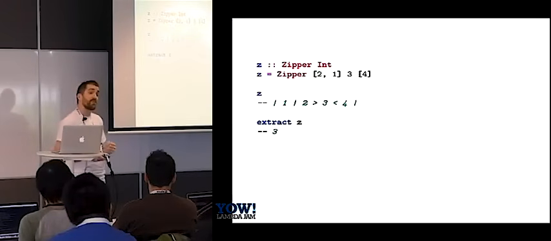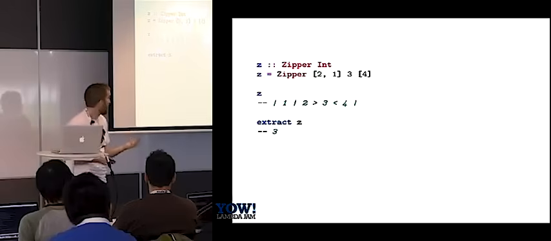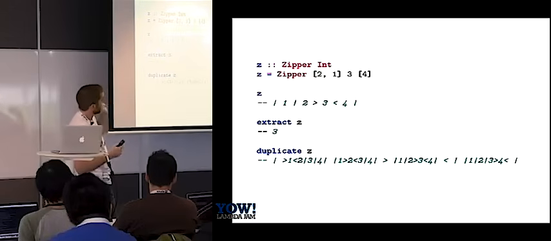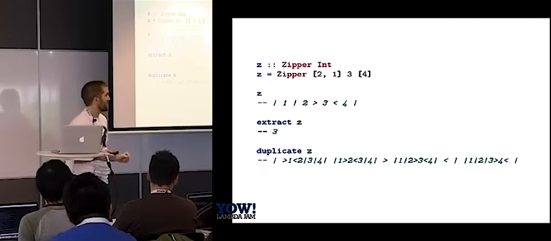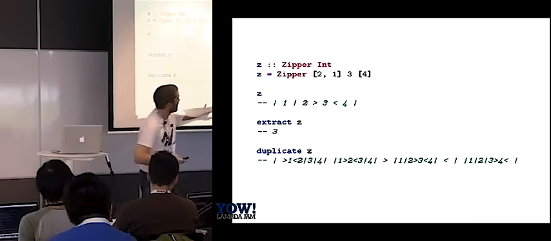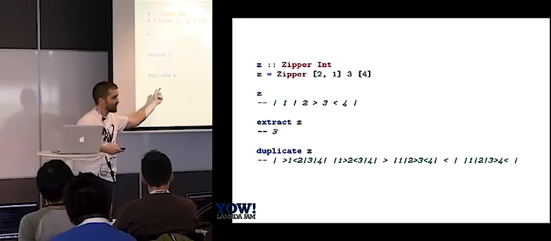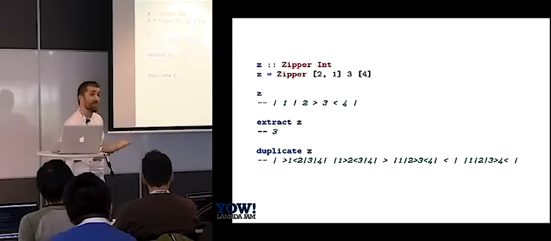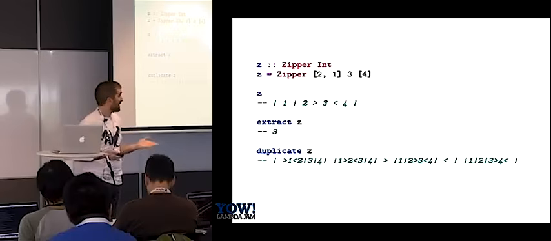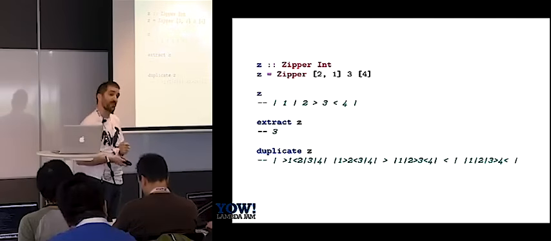Extract just pulls out the focus. Duplicate gives us a zipper of zippers. We still have the same main focus here on the third element, but each of the elements is focused on their particular position in the copy. Sometimes that's really useful. Here, it's just line noise. Extend is where it's at for getting the intuition across.